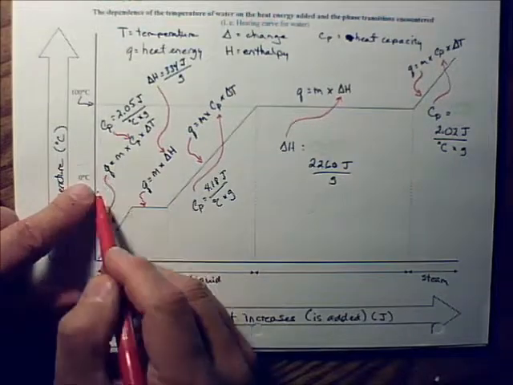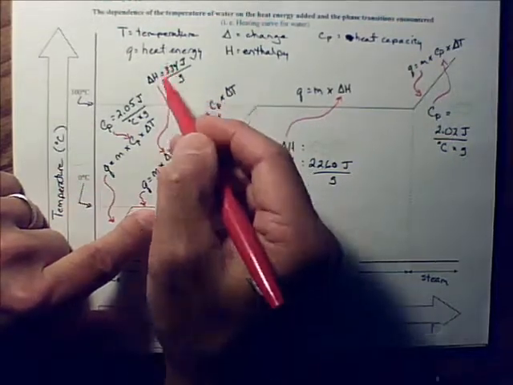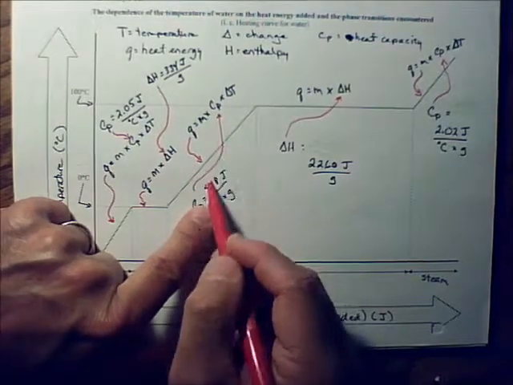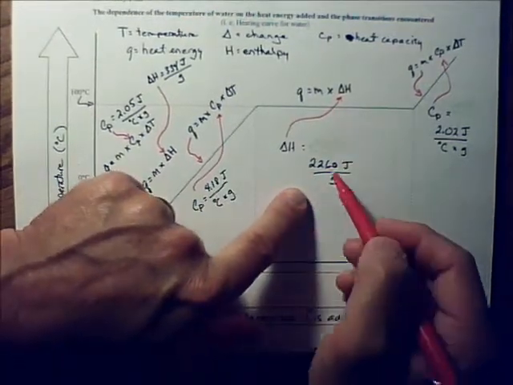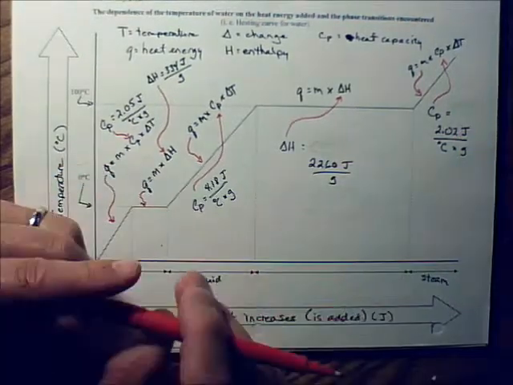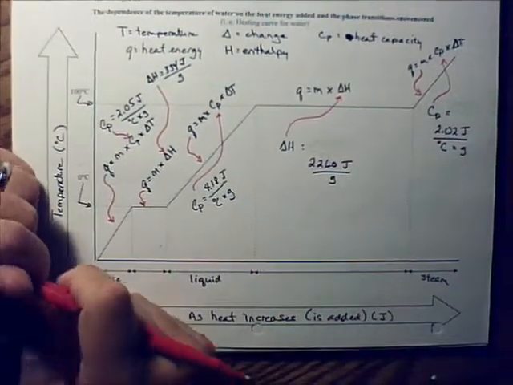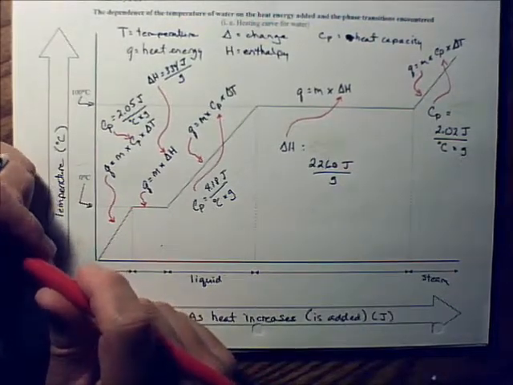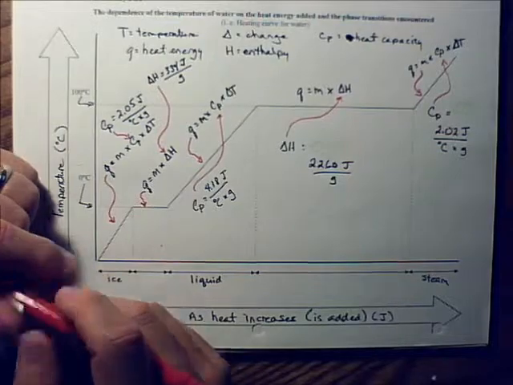So this is for solid. This is for the transition between solid and liquid. This is for liquid. This is for the transition between liquid and gas. And this is for the gaseous form, steam. So we're ready to start doing some math now. We're getting close to having the skills we need to do the ice cream lab.